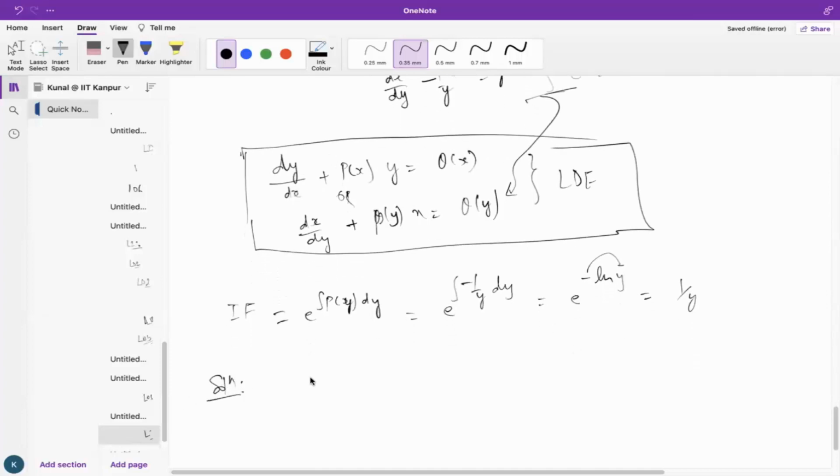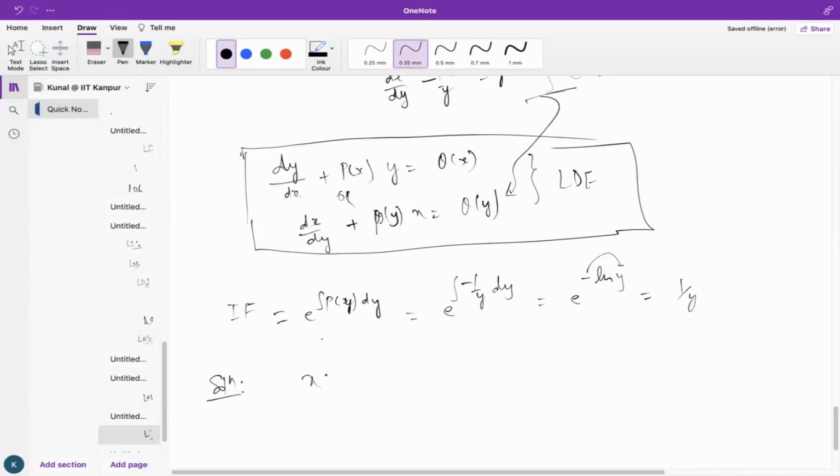Now talking about the solution of the differential equation. It will be equal to x into 1 by y. Just we are writing the x into integrating factor. Let me write it here first, then we are gonna write the equation, then we are gonna write the solution.